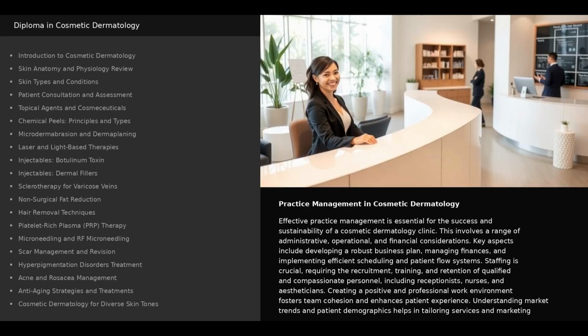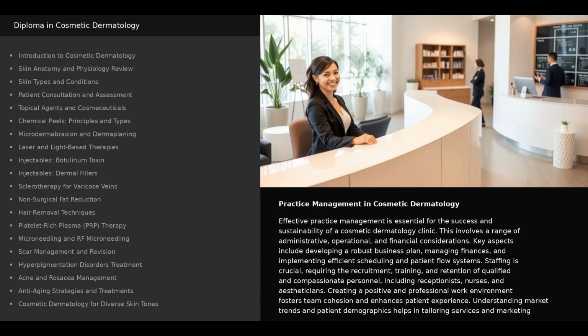Practice management in cosmetic dermatology. Effective practice management is essential for the success and sustainability of a cosmetic dermatology clinic. This involves a range of administrative, operational, and financial considerations. Key aspects include developing a robust business plan, managing finances, and implementing efficient scheduling and patient flow systems.